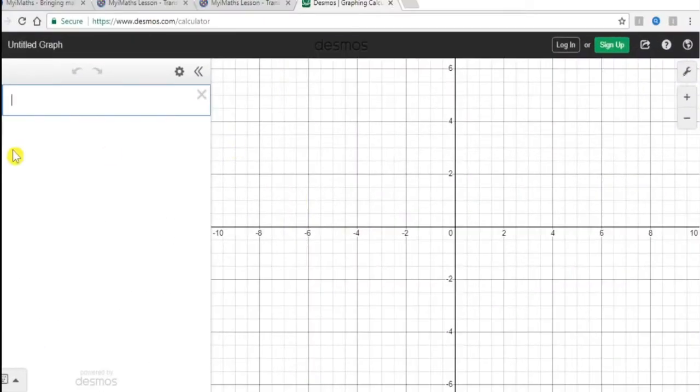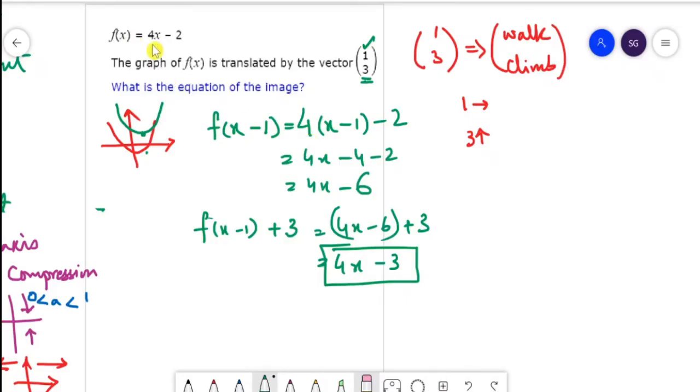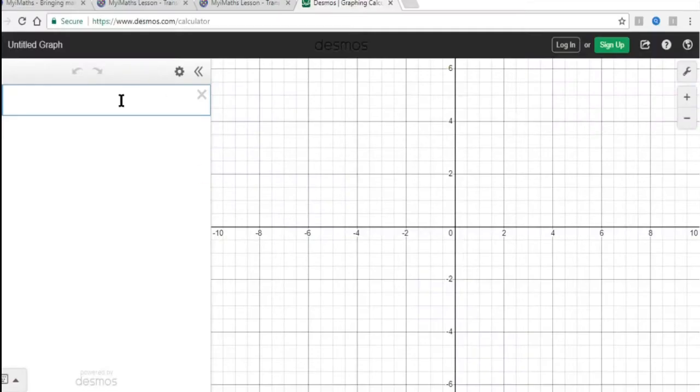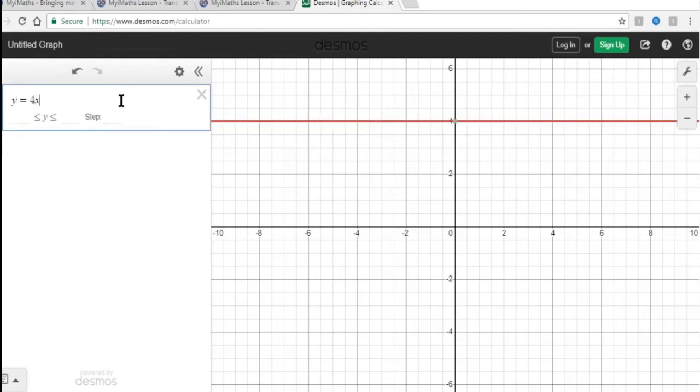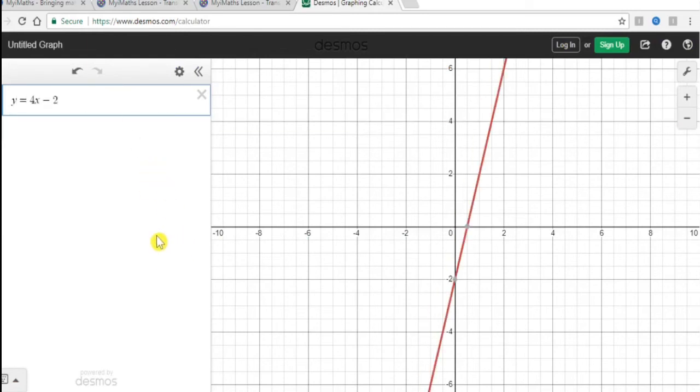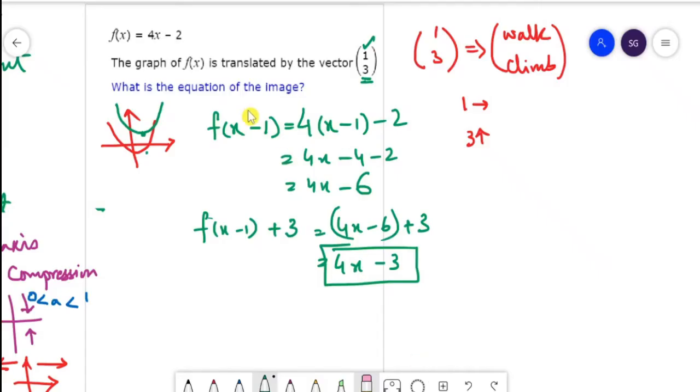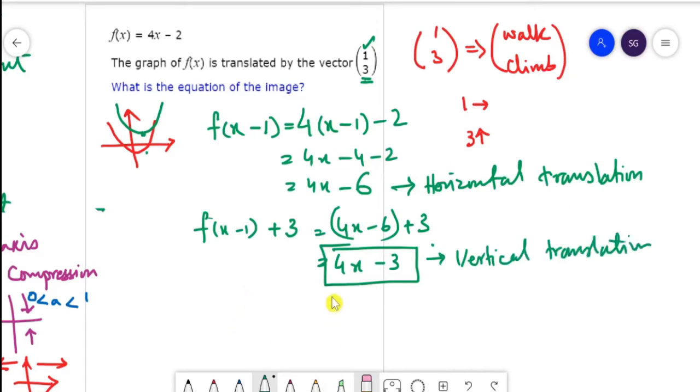So I'm using Desmos for this. The original function that we had was 4x minus 2. Let's graph it here. Y equals 4x minus 2. That's our original function. And then we have to translate it by 1 unit forward and then 3 units upward. So this is all the algebraic manipulation that I did. I replaced x by x minus 1 for moving it forward, and I'll label it here. That's the horizontal translation done. And then for translating it upwards, we have the vertical translation done here. The next graph is 4x minus 3.